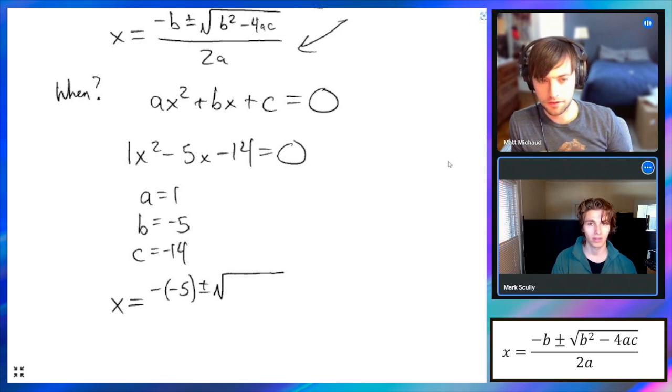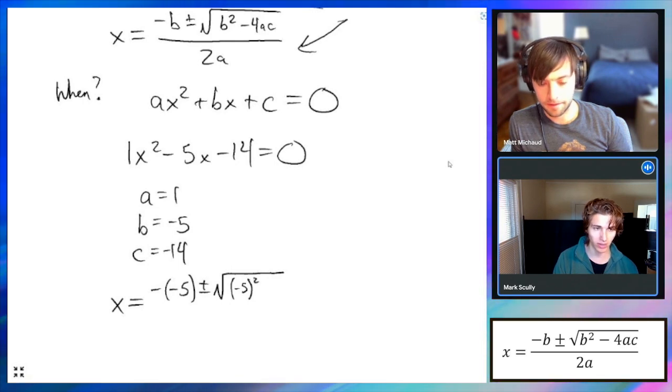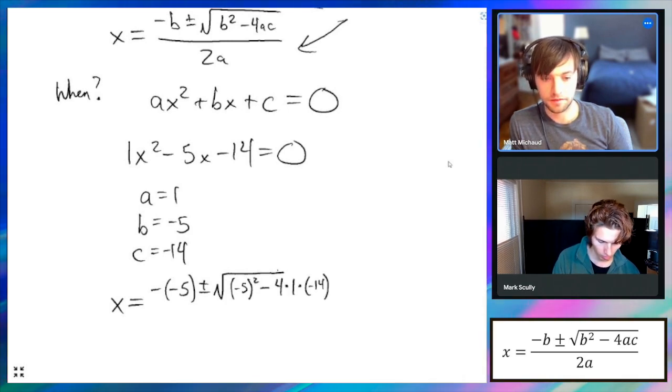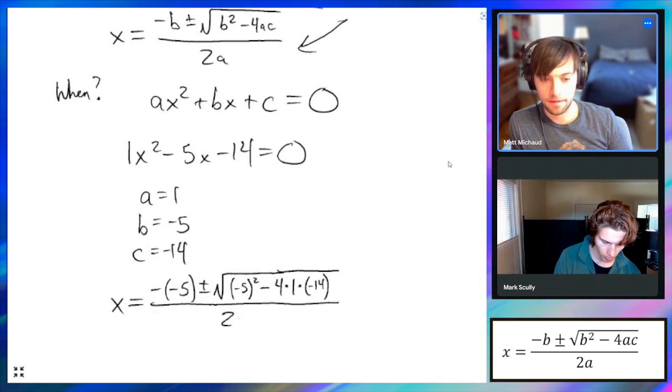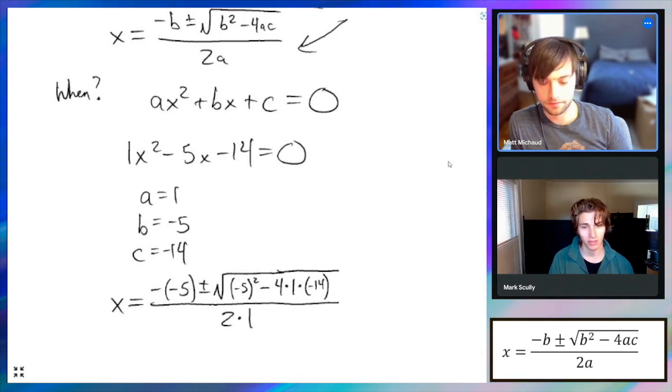Plus or minus negative 5 squared. And I put it in parentheses because the negative gets squared as well. Minus 4 times 1 times negative 14 over 2 times 1. Nice. Good stuff.